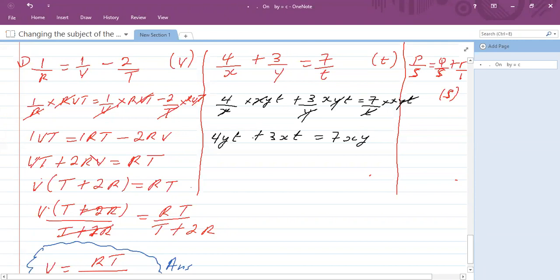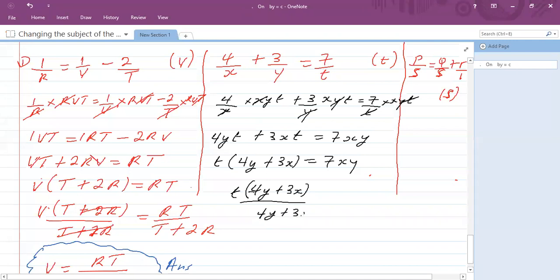So we can look for the common factor right here. T, open bracket, 4Y plus 3X, is equal to 7XY. Now, we want to make T the subject. So T times (4Y plus 3X) divided by (4Y plus 3X) is equal to 7XY divided by 4Y plus 3X.